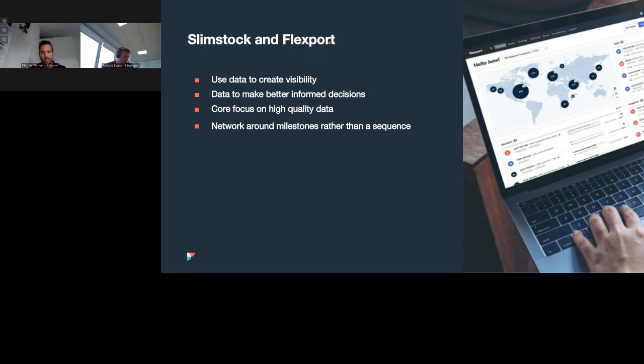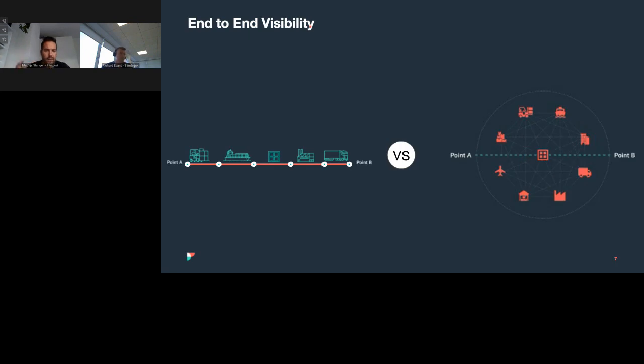But the last point, what we also point out here with respect to the end-to-end visibility is that we're actually creating a network around milestones rather than a sequence. That's actually what we're doing. So end-to-end doesn't mean, let's say, from point A to point B, but it's actually more like a network where you make sure that you bring all of those different milestones together. And I know that you think exactly the same about that one, but maybe I explained it a little bit cryptic. So what's your take on this one? How would you explain this?